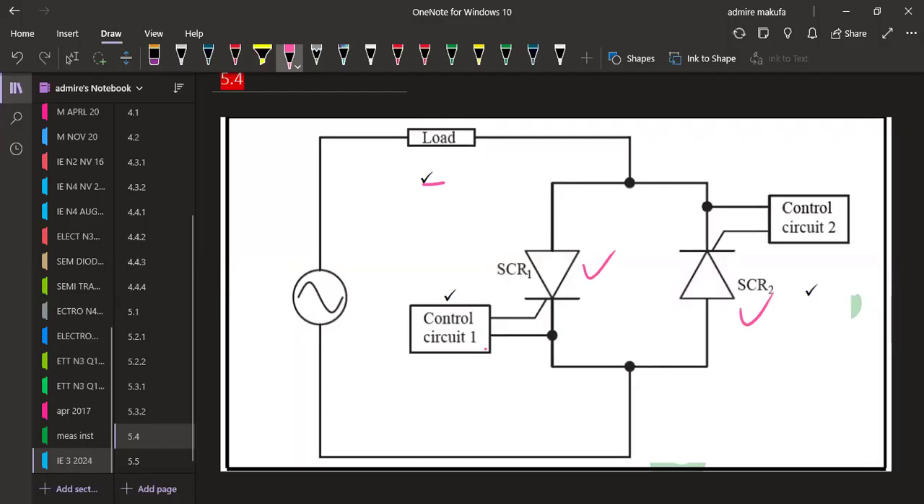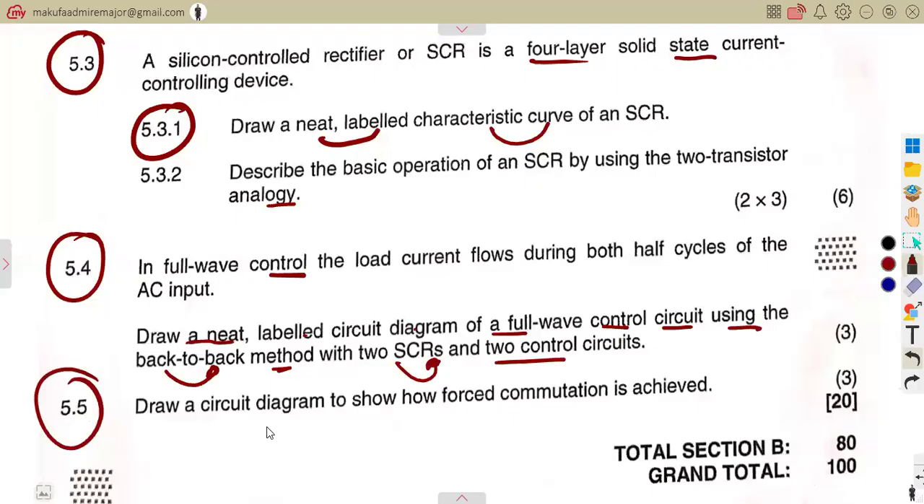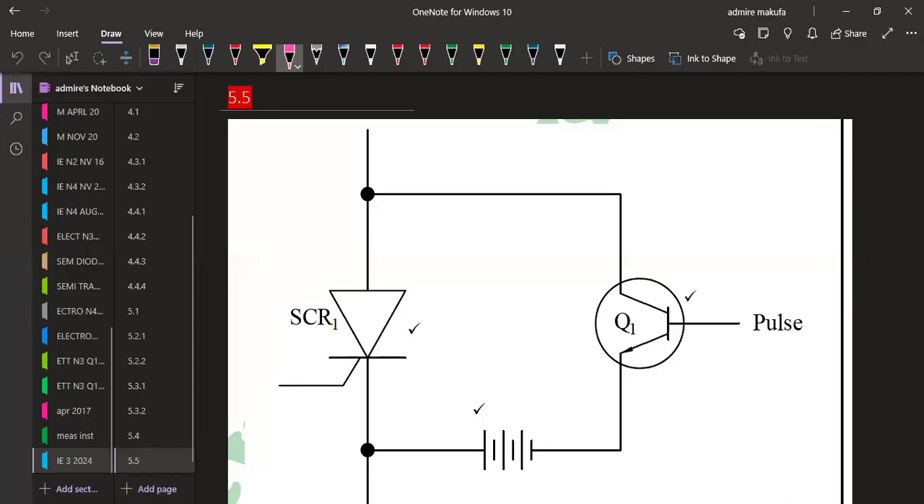And also the last part, which was to draw the circuit diagram to show how forced commutation is achieved. A diagram to show how a forced commutation is achieved. You're going to have our transistor with the silicon controlled rectifier, power and so on. So that is what we needed.